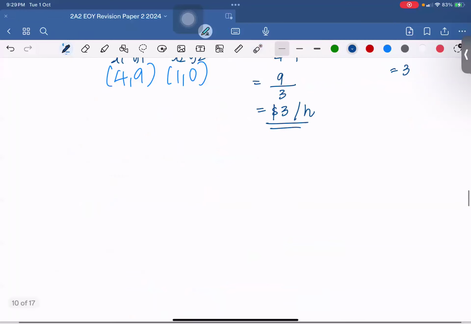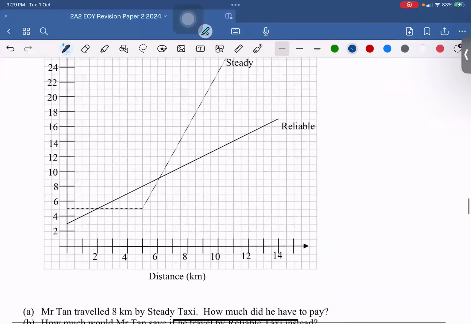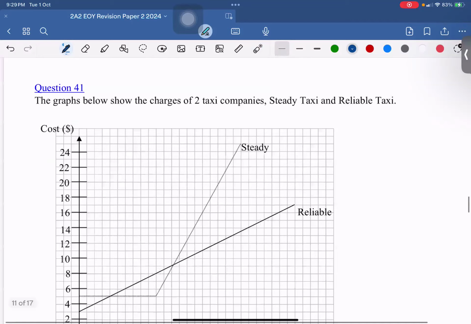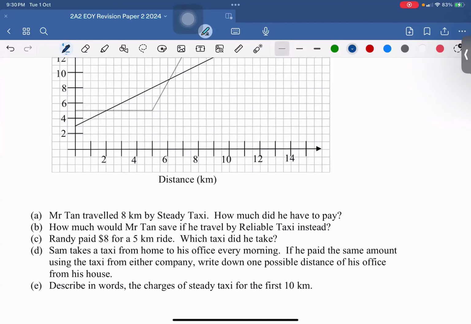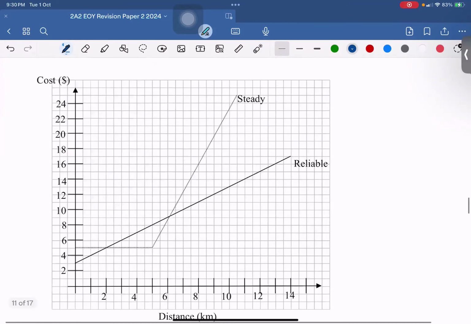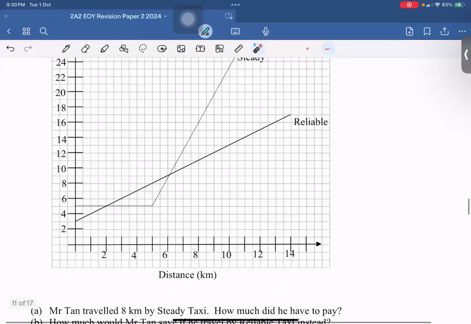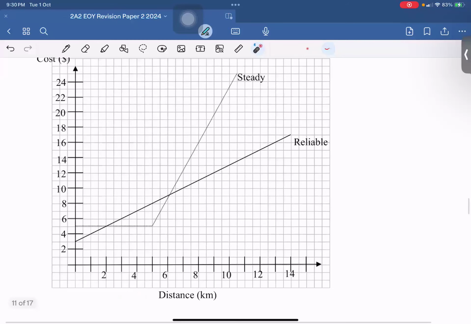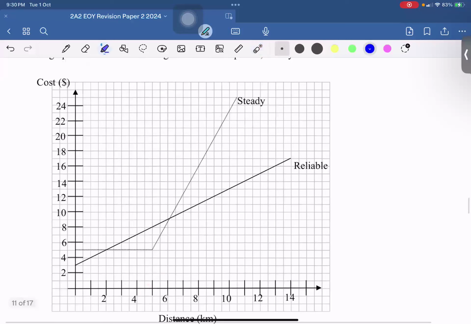Next one, so if like that you are able to do, then you should be able to do something like this question. Okay, I shall just quickly go through it. Mr. Tan traveled 8 kilometers by steady city taxi. Where is steady taxi? Oh, steady taxi is this one. He traveled how many kilometers? 8 km. How much did he have to pay? 16. So yes, we just draw the line straight.